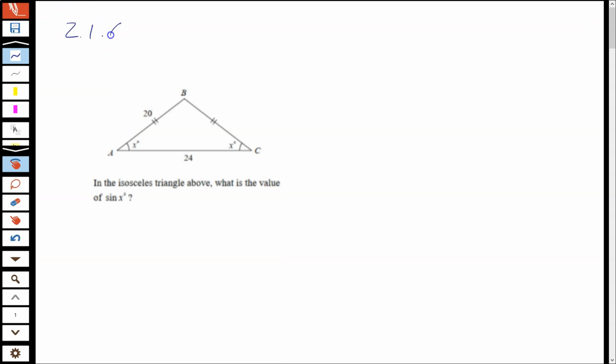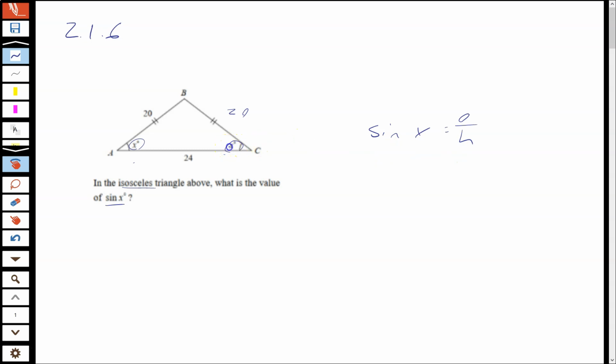That all being said, this first question is not super challenging. It says, what's the value of sine x? So this is just a SOHCAHTOA problem. Sine x is going to be opposite over hypotenuse. The only interesting thing about this is we have an isosceles triangle. That means x is on either side. In other words, these two angles are the same, and these two sides are the same. So we would expect this side to be 20 as well. That's what isosceles means. But the process for finding sine is the same.